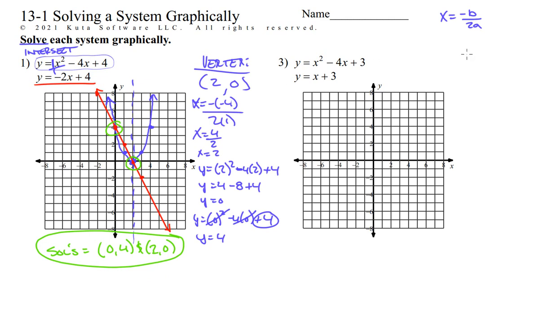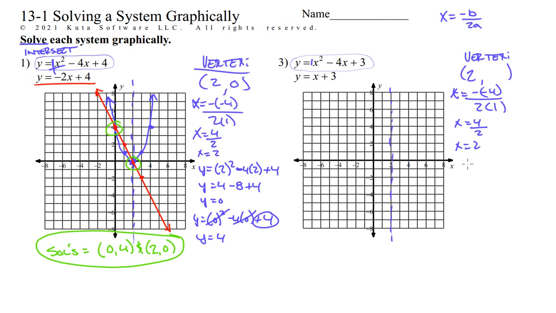I'm going to do the same thing. Vertex: x equals negative b, which in this case is negative 4, all over 2 times a. Remember, we're just dealing with this one, so there's a 1 out front there. So we get x equals 4 over 2. So x is 2. So there's an axis of symmetry right here at 2.